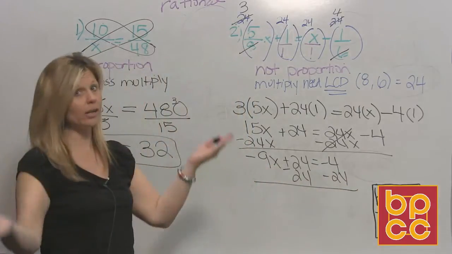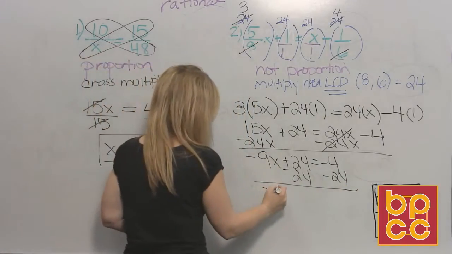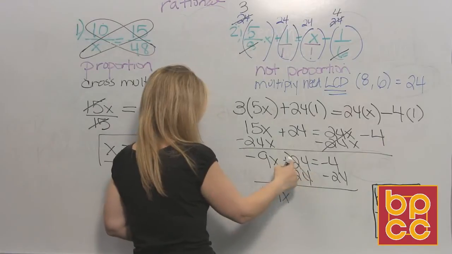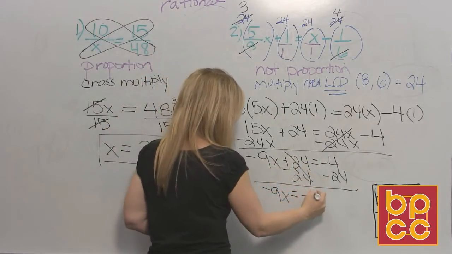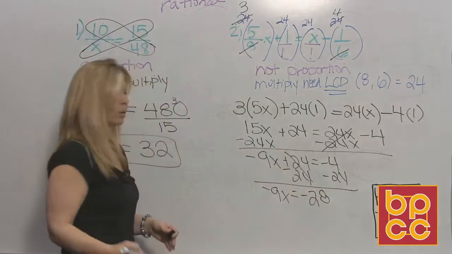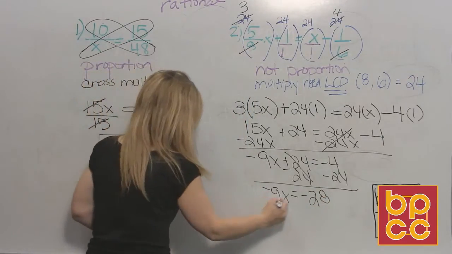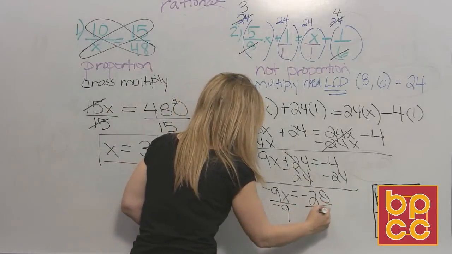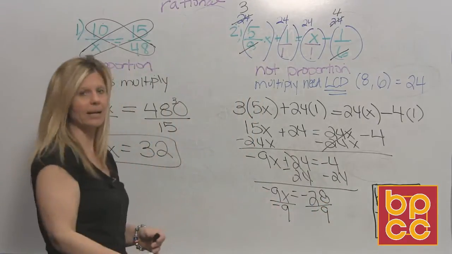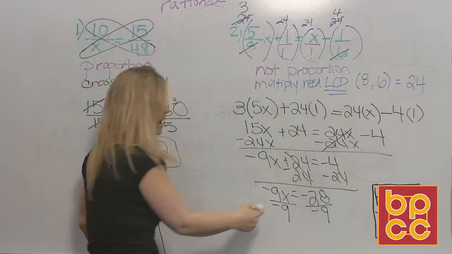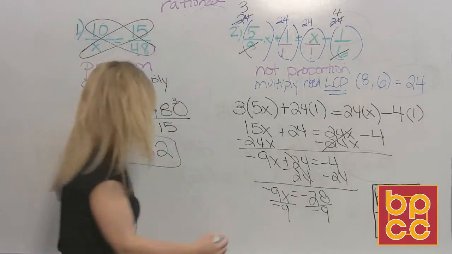An equation only has 2 sides. Bring down the negative 9x. The additive inverses cancel. They make 0. Negative 4 and negative 24 is negative 28. We're not done yet. X is not by itself. We got to divide because it's the opposite of multiplying. So the opposite of multiplying by negative 9 is dividing by negative 9. A negative divided by a negative makes a positive.